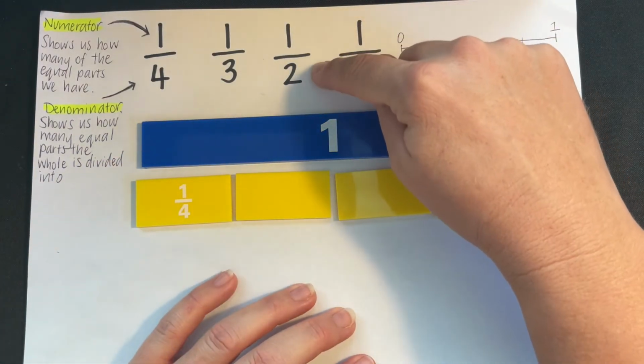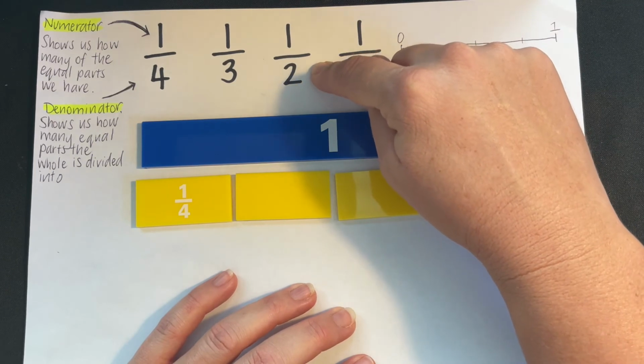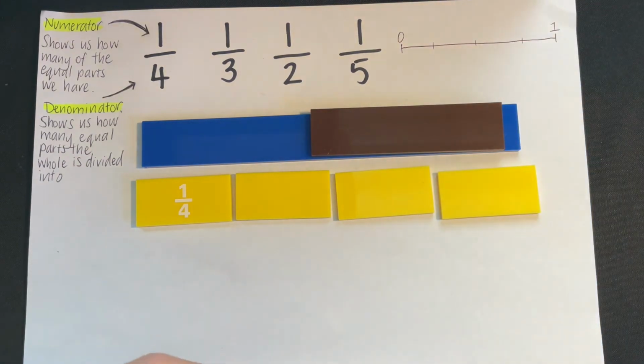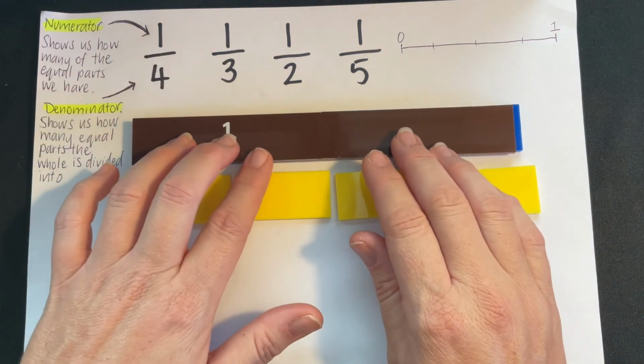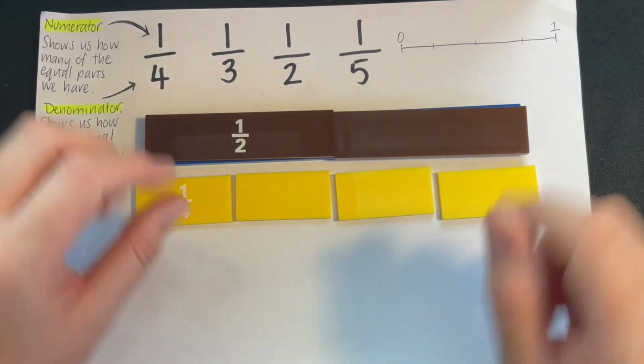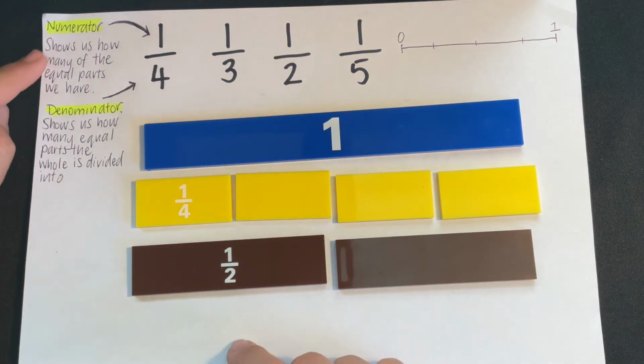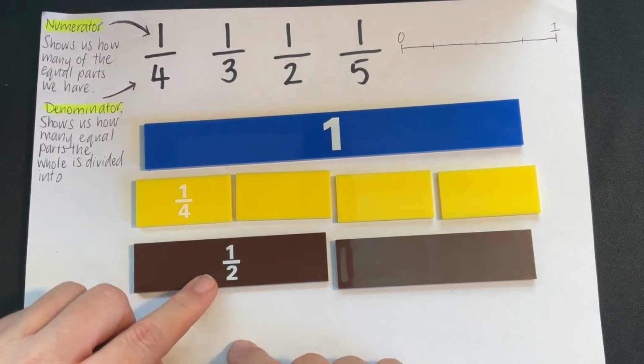Let's have a look at a half. The denominator is showing us that we have 2 equal parts. So I'm going to use my tiles and place them on top of here. Yep, that's 2 equal parts. And we have the numerator showing us how many equal parts we have, and that's 1.